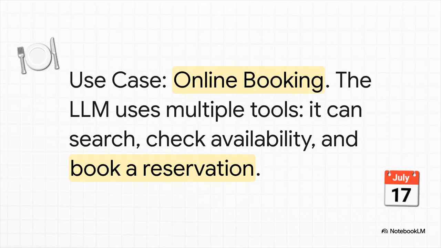This is where the agentic pattern is so powerful. For a complex task like, say, booking a dinner reservation, the LLM can chain these actions together. It can decide to first search for Italian restaurants, then check for availability at 8 p.m., and then finally use a booking tool to lock it in. All from one single, high-level request from you.